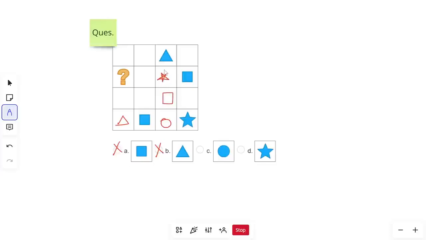So now since star is also coming in this same row, star also cannot come in the place of question mark, because one symbol can come only one time, right? So the only option that we are left with for question mark is our circle. So in this case, the question mark is going to be replaced with circle.